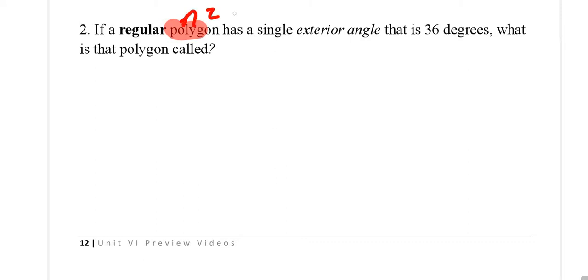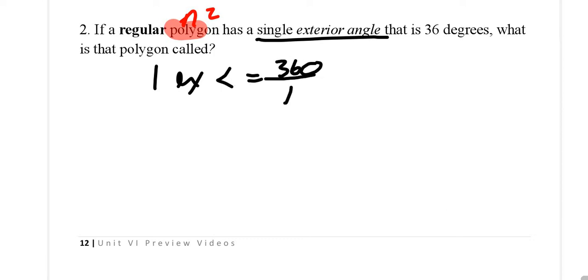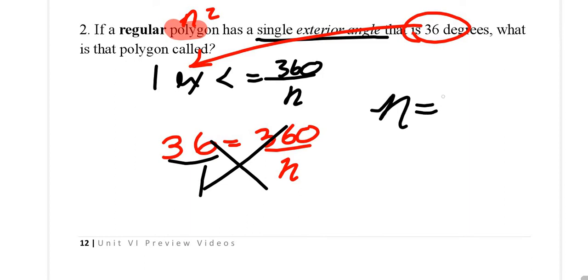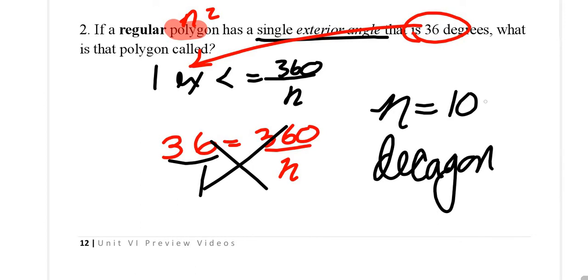Taking a look down here, it says if a regular polygon, you do not know n. N is your question mark. A regular polygon has an exterior angle, so one exterior angle equals 360 over n. So this 36 degrees goes over here. 36 equals 360 divided by n. Pop this over 1, cross multiply. Your n equals 10, therefore it is a decagon.